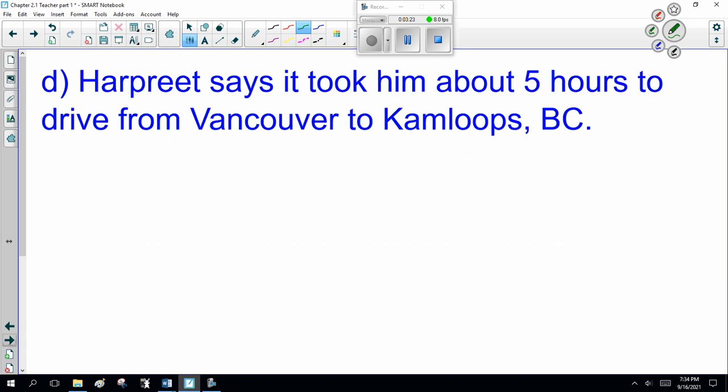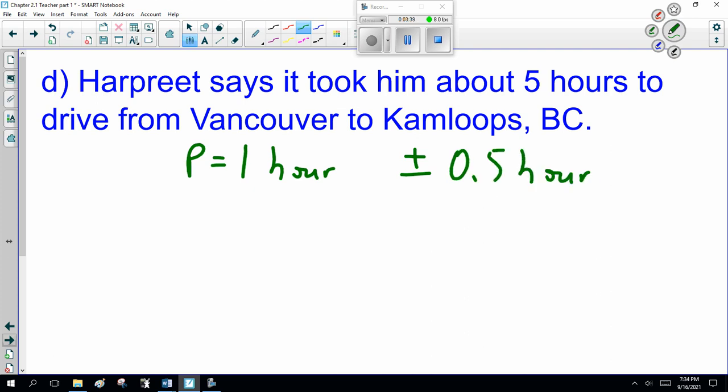So Harpreet says it takes him about 5 hours to drive from Vancouver to Kamloops. All right. So the precision is 1 hour. The uncertainty is plus or minus 0.5 an hour. Another way to say that would be 30 minutes, though that's not as good a way to say it. Plus or minus half an hour is better.